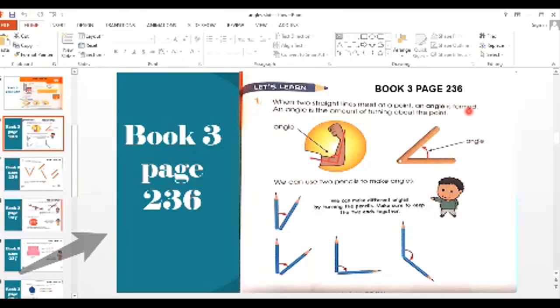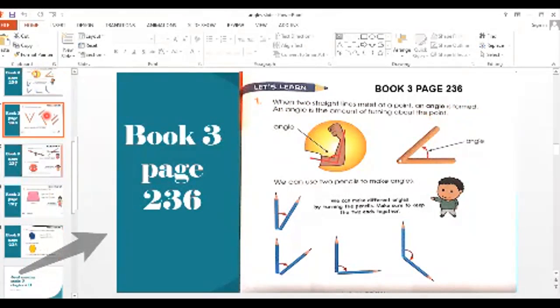This is something you need to learn by heart, because this is the key definition of angles. If somebody asks you what an angle is, you should quickly tell them that when two straight lines meet at a point, and it could be at any point, an angle is formed. I hope you understand it.